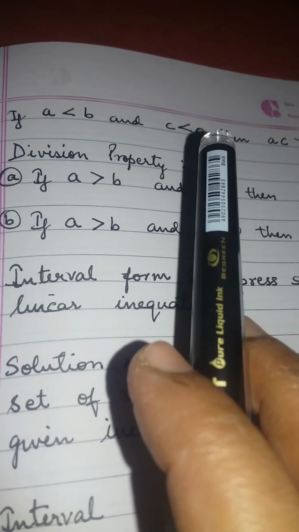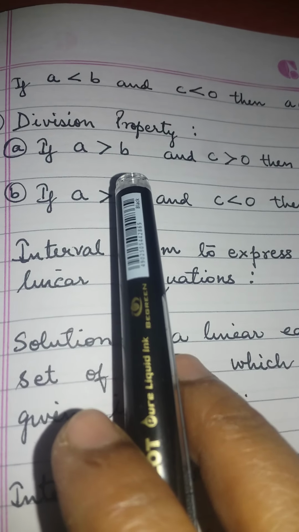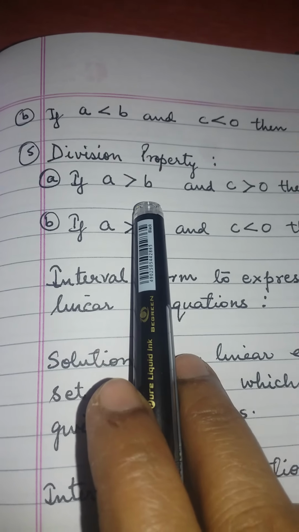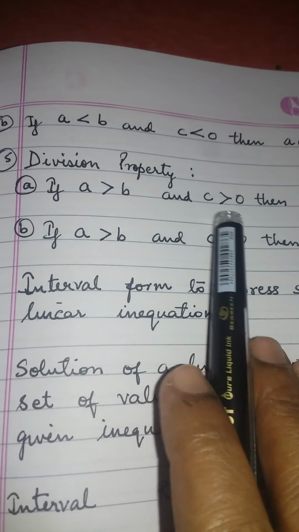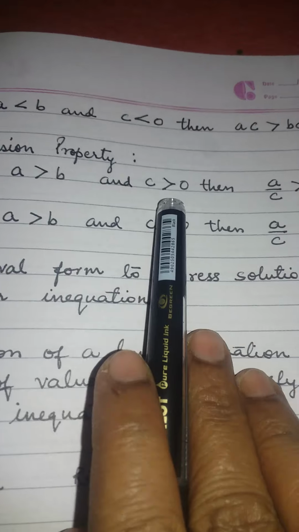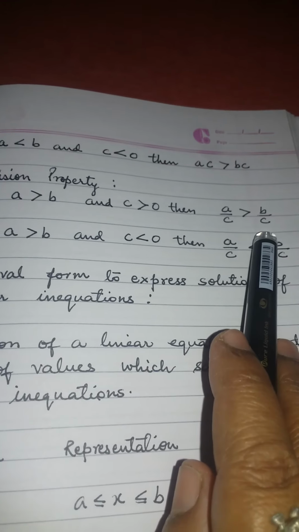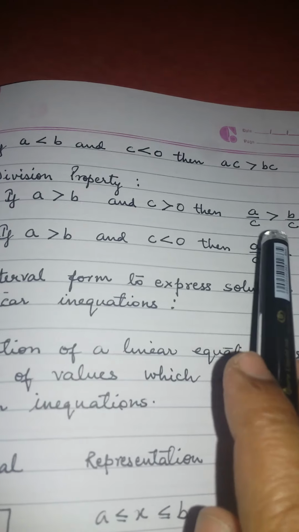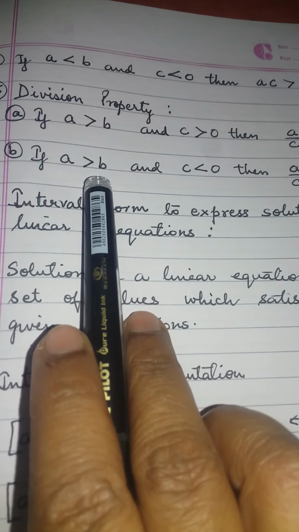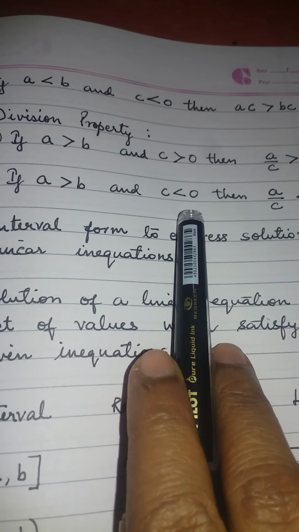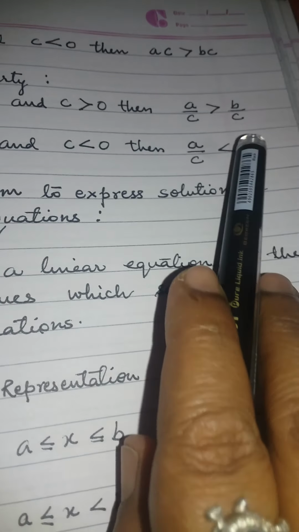Since multiplication has two cases, division also has two cases, because division is indirectly a multiplication. If A is greater than B and C is greater than 0, when I say greater than 0, it always means positive. So if A is greater than B and C is positive, then A upon C will be greater than B upon C. Meaning dividing any inequation by a positive number will not change the sign of the inequation. Now the second case, if A is greater than B and C is less than 0, meaning C is negative, then A upon C will be less than B upon C.